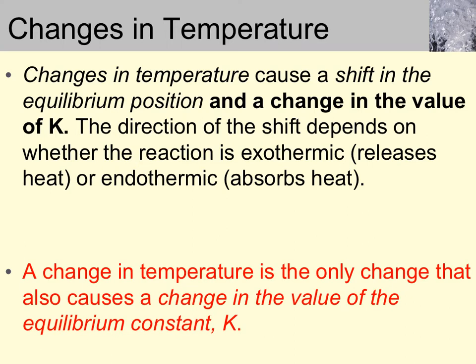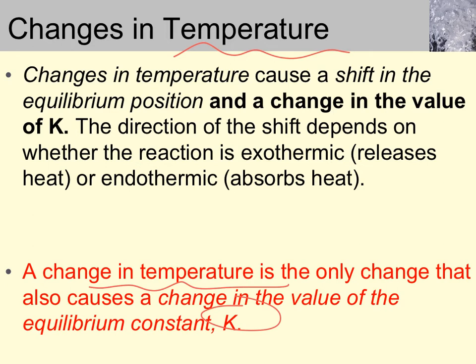Alrighty. The last way to significantly affect the reaction and have a Le Chatelier response is to change the temperature. Now remember what I've been hopefully drilling in your head is that a change in temperature is the only way that you will see a change in the equilibrium constant. So if you have a temperature problem, not only do you need to predict which way the reaction will shift, you also need to predict what will happen to the equilibrium constant K, because it will change.